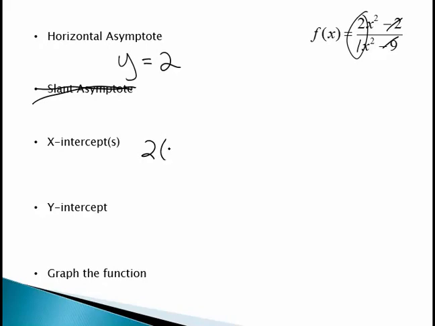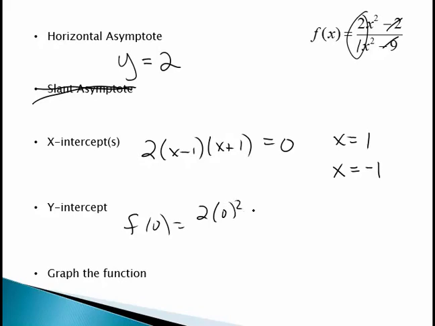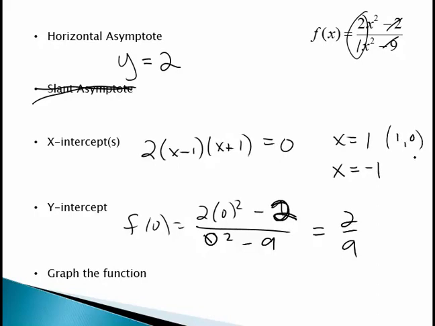The x-intercepts, we know we can find them by setting our numerator to 0. So you can see pretty easily what they would be. You have one at x equals 1, another one at x equals negative 1. The y-intercept you would get by plugging in 0 for x. So you have 2 times 0 squared minus 2 over 0 squared minus 9. I'm sorry, that should be 2 up top. And that should give you 2/9. So as points, if you want, it helps me graph them: 1, 0, negative 1, 0, and the y-intercept, of course, would be 0, 2/9.